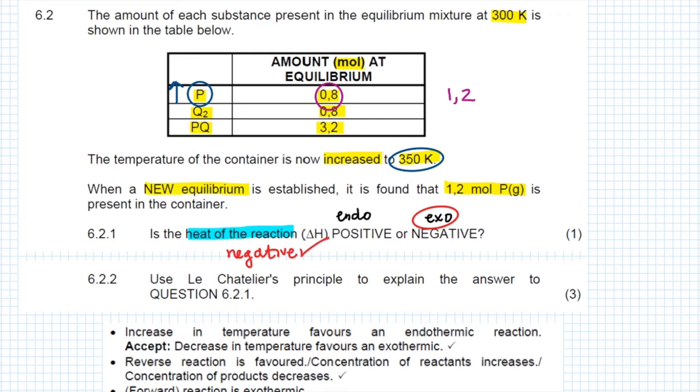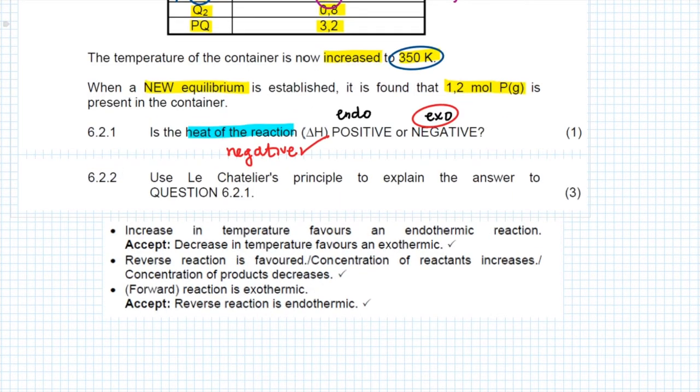Question 6.2.2 now says, use Le Chatelier's principle to explain the answer. Firstly, we state that Le Chatelier's principle says that an increase in temperature will favor the endothermic reaction, right? We have increased the temperature and now we say what Le Chatelier's principle states. The reverse reaction is therefore favored. We know that the reverse reaction is favored because the concentration of reactants increases, or we can say the concentration of the products decreases. For any one of these statements, you're going to get your 2nd mark.